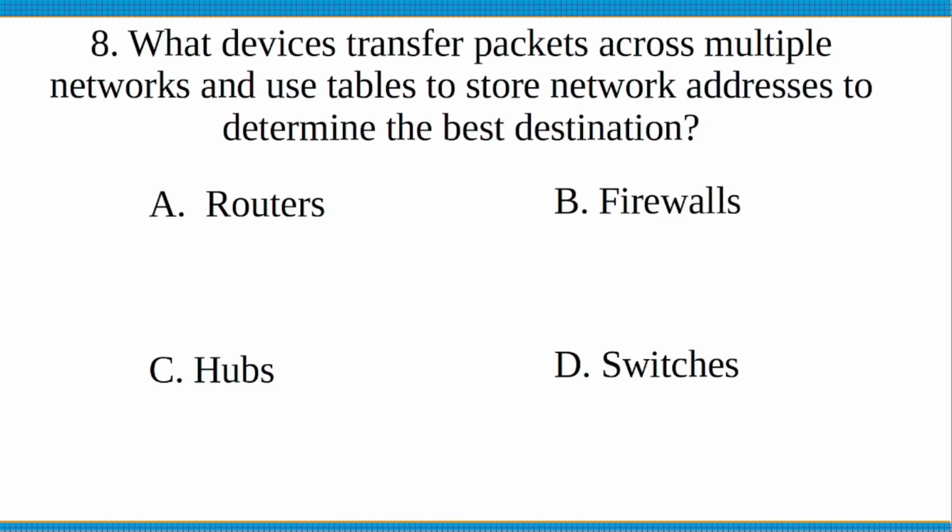Number 8. What devices transfer packets across multiple networks and use tables to store network addresses to determine the best destination? A. Routers, B. Firewalls, C. Hubs, D. Switches. So the answer here is A, routers. Routers are designed to route packets across networks. They are able to do this routing, determining the best path to take, based on the internal routing tables that they maintain.